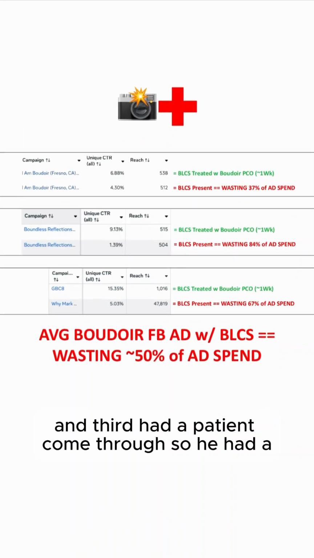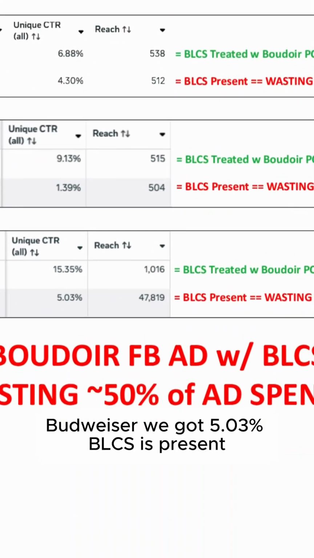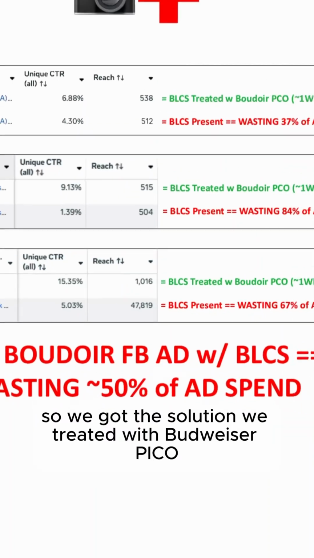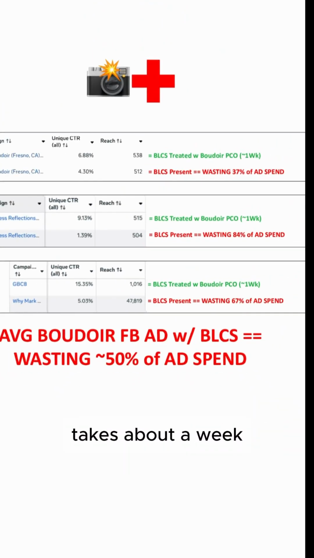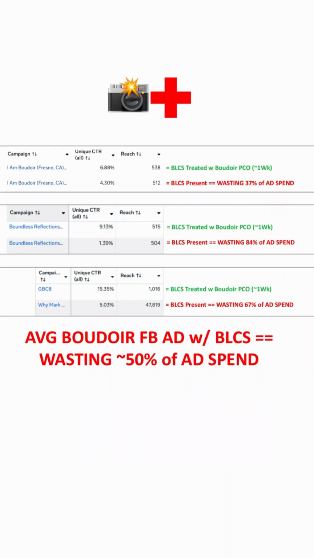And third, had a patient come through, so he had a Boudoir Facebook ad 5.03%, BLCS is present, unique CTR under 6%, Boudoir low click syndrome. So we got the solution, we treated with Boudoir Pico, takes about a week, and we discovered he's wasting about 67% of ad spend, that original ad.